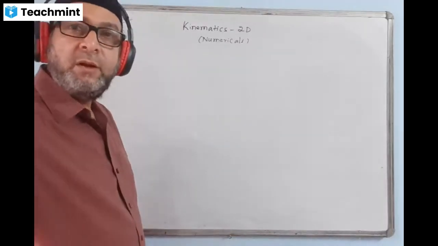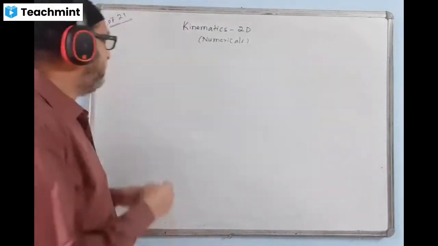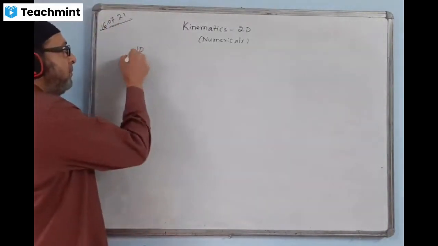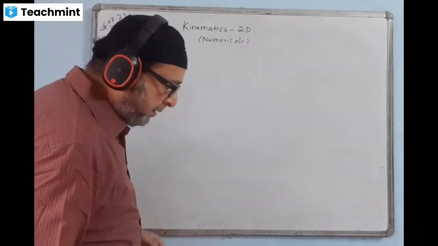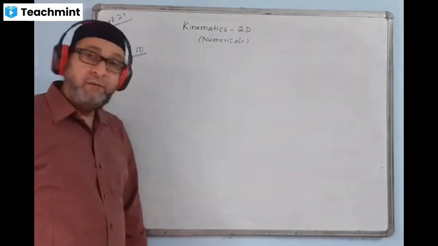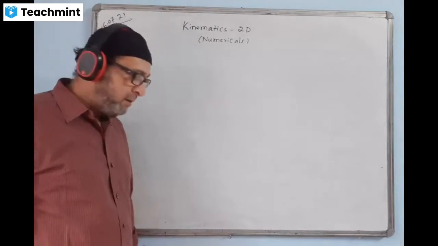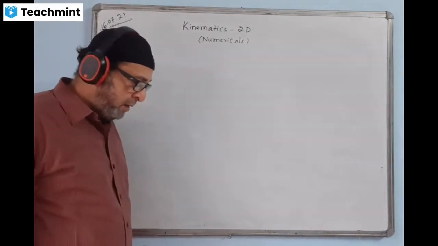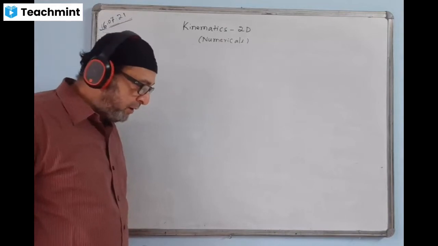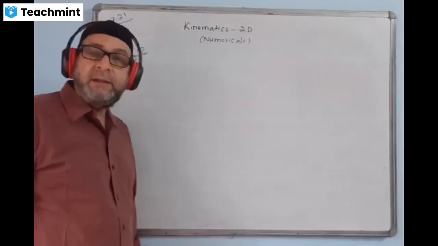So I'm doing question number 10. Question says a particle is projected with a speed of 10 root 5 meter per second at an angle of 60 degrees from the horizontal. What is the velocity of the projectile when it reaches a height of 10 meters?